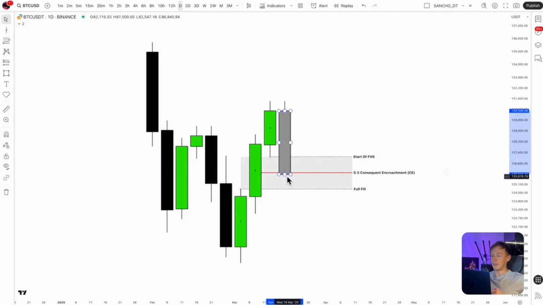But this does not invalidate the break itself. It only increases the likelihood of it being fully filled. True invalidation occurs after the low of the first candle is taken out.